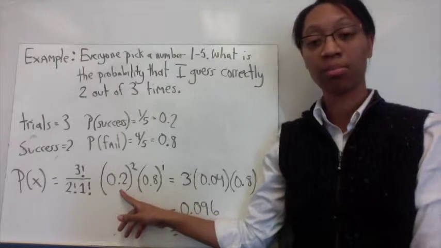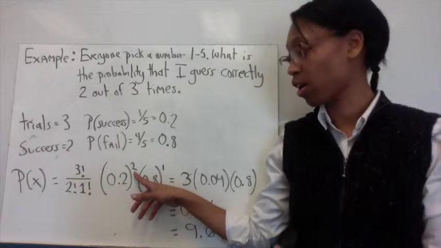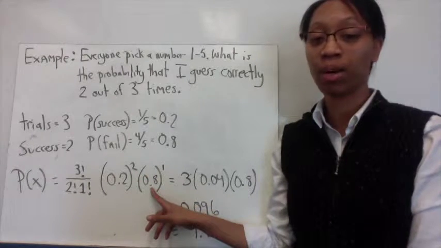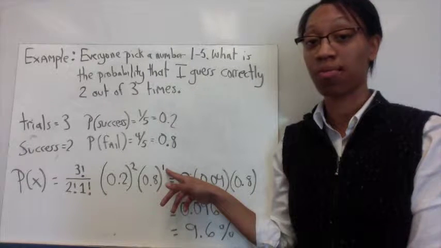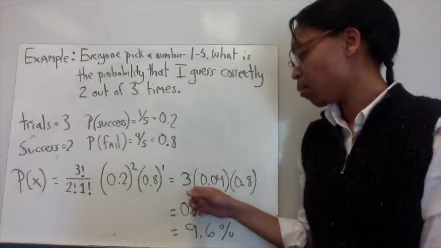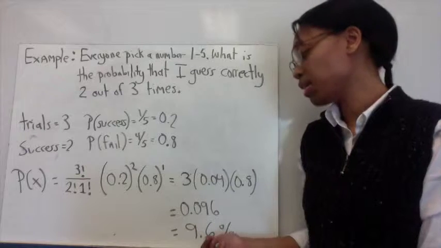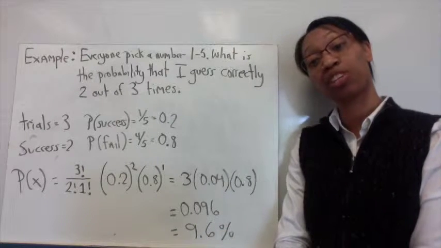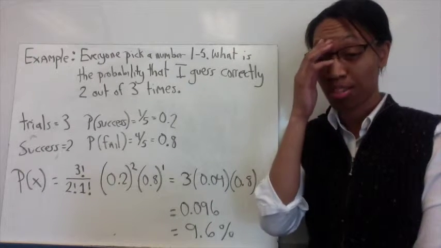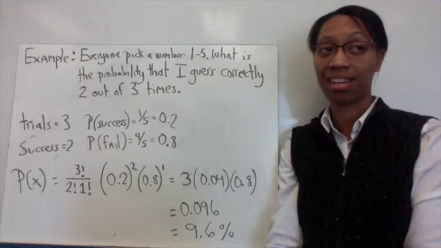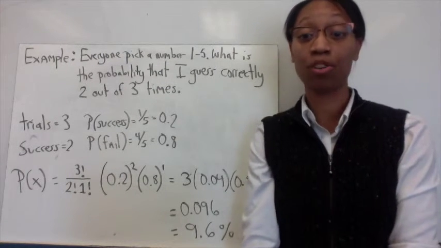And then times the probability of success, which is 0.2 to the power of 2 because I have 2 successful trials. And the probability of failure is 0.8 to the power of 1 because if I have 2 successes, I must have 1 failure. So when I multiply that out, I have 3 times 0.04 times 0.8, which gives me a 9.6% chance of getting 2 of 3 of them right. So in other words, I have a very small percentage chance of actually guessing them correctly. And that is binomial probabilities.